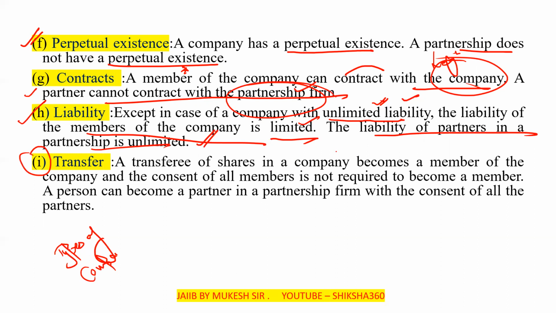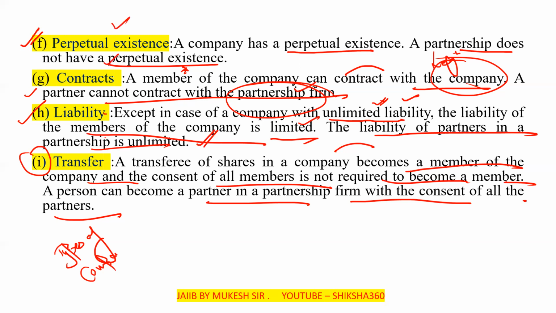A transferee of shares in a company becomes a member of the company, and the consent of all members is not required to become a member. On the other side, a person can become a partner in a partnership firm only with the consent of all the partners. So these are some of the important things: perpetual existence, contract, liability, and transfer.